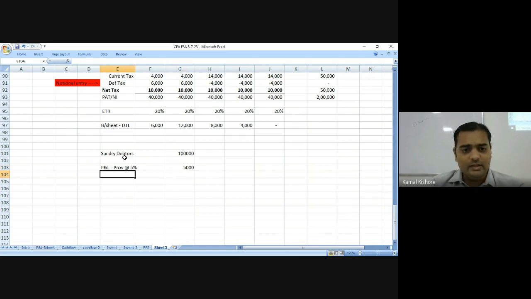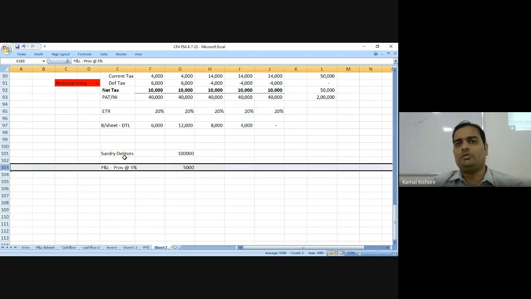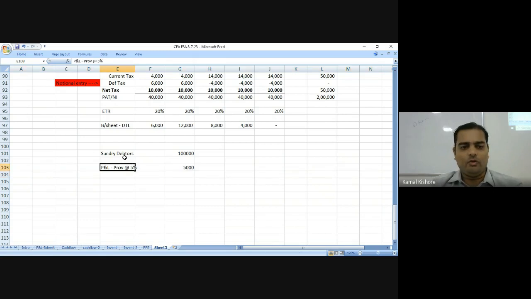Okay, the income tax fellow says we cannot allow this. Income tax fellow says, has this number become bad? No, we are only creating a provision. So we will allow only actual bad debts, not provisional bad debts. Right?